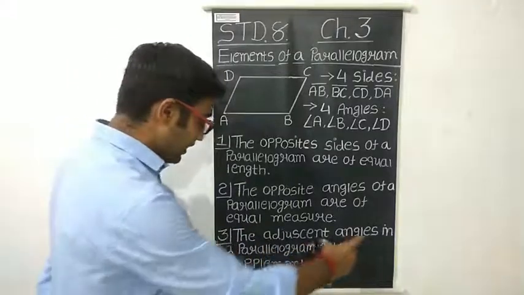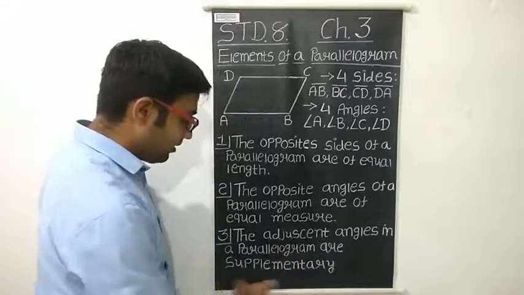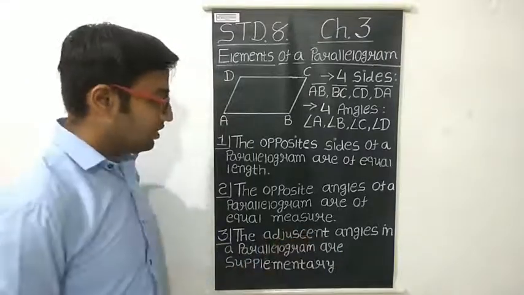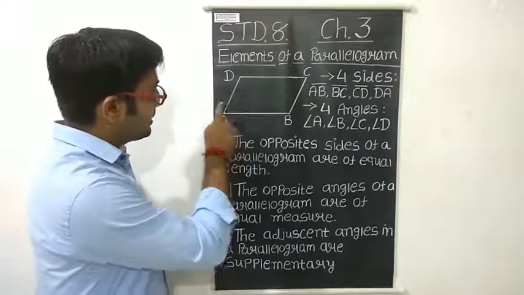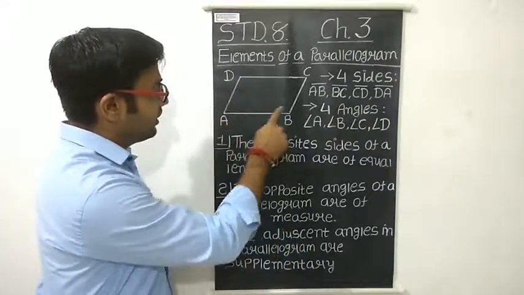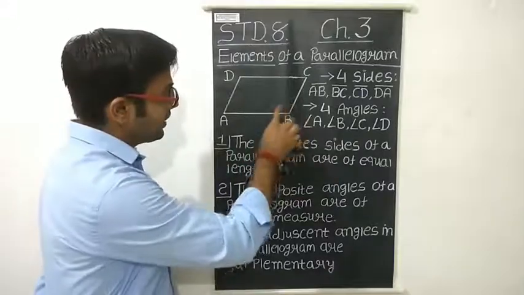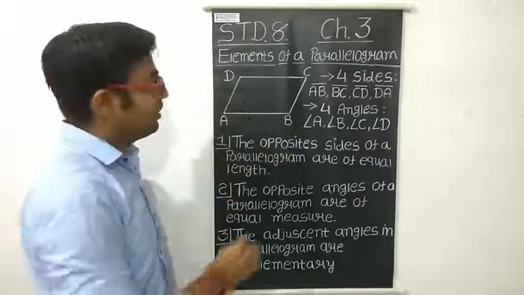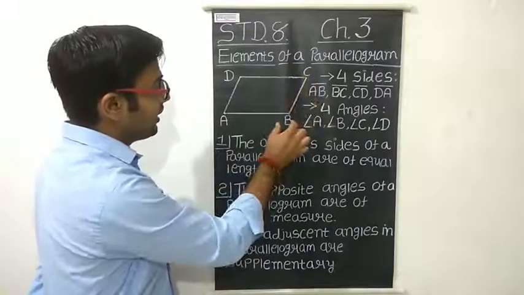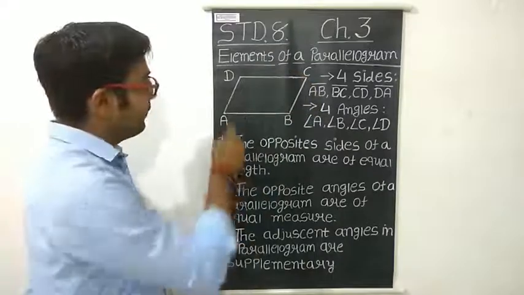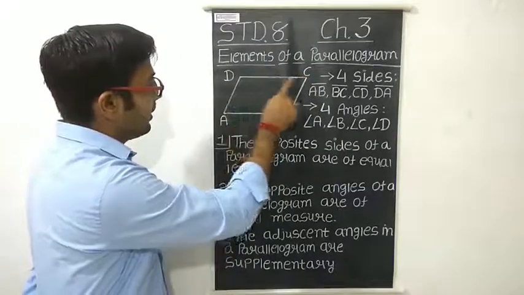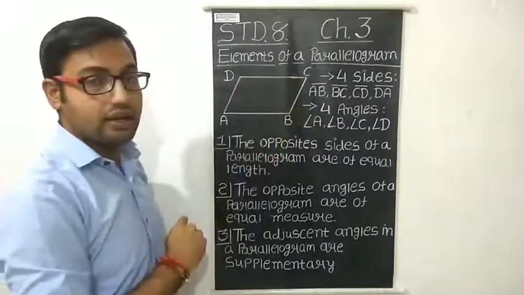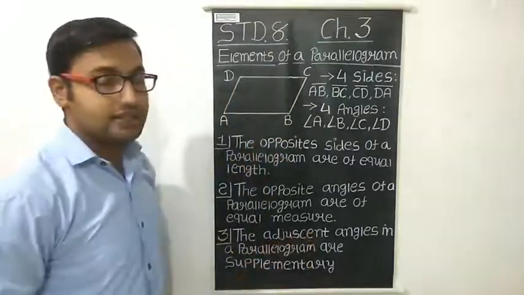The adjacent angles in a parallelogram are supplementary. Now, what is the meaning of adjacent? Adjacent means if we consider angle A, then we have to take angle B. If we consider angle B, then we can take either angle A or angle C. If we consider angle C, then we can take angle B or angle D. And if we consider angle D, then we can take either angle C or angle A. Right? So the nearest angle is called an adjacent angle.